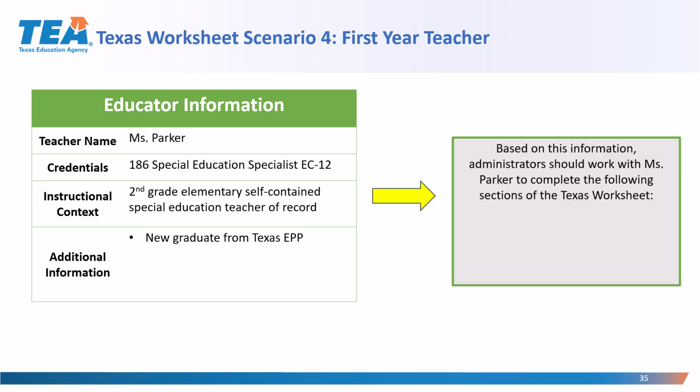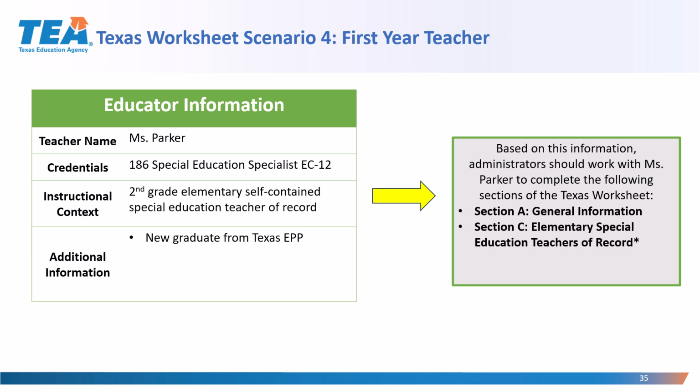Based on this information, administrators will work with Ms. Parker to complete the following sections of the Texas worksheet. Section A, General Information. Section C, Elementary Special Education Teachers of Record. Section E for first-year teachers. And Section F, Administrator Assurances.